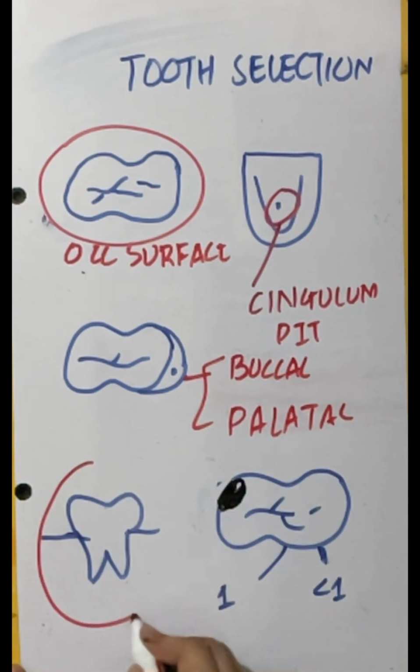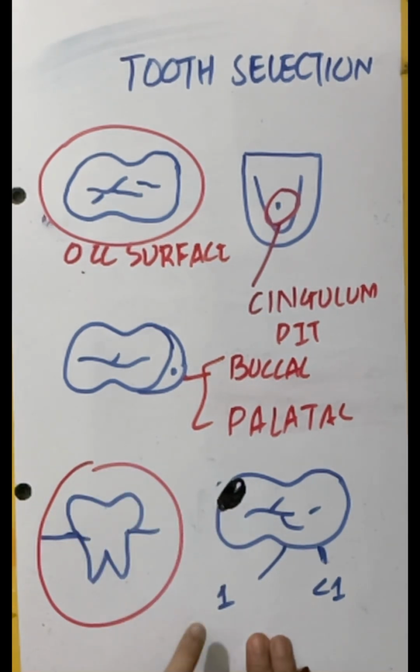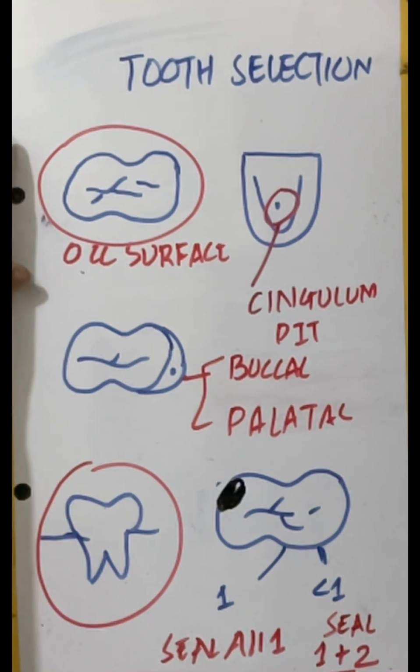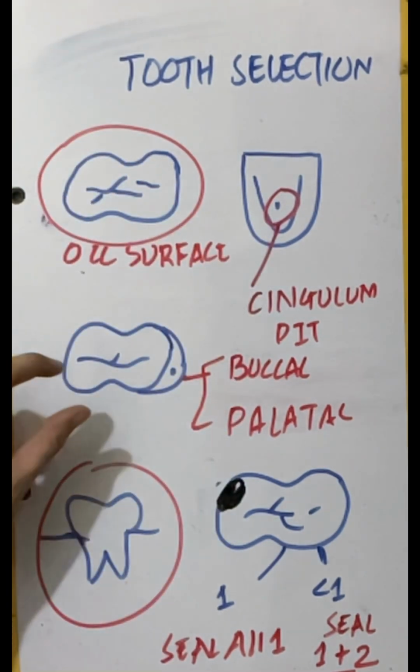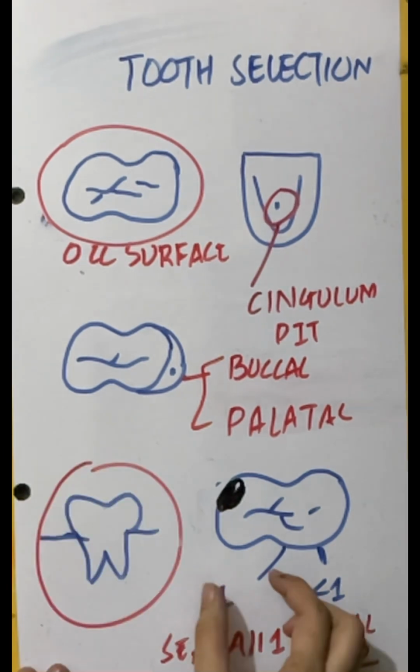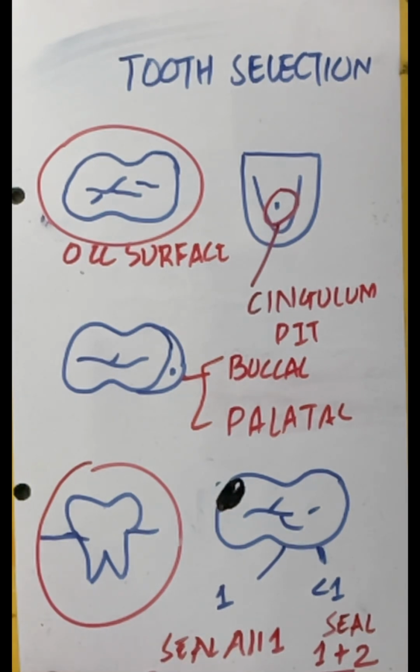As soon as the tooth starts erupting into the oral cavity, if only one permanent molar has caries, then we will seal all first permanent molars. But if more than one permanent molar is involved in caries, then we will seal all first and second molars.